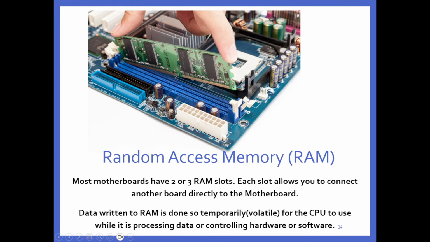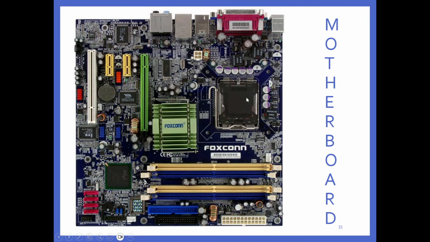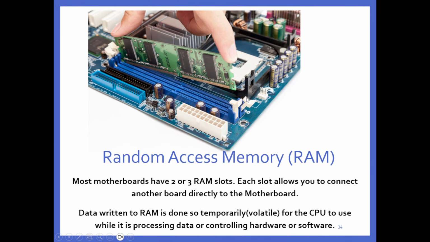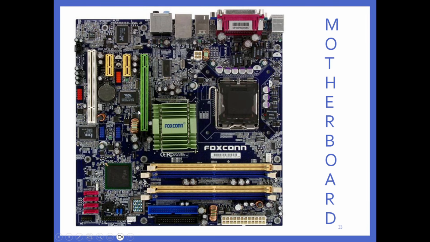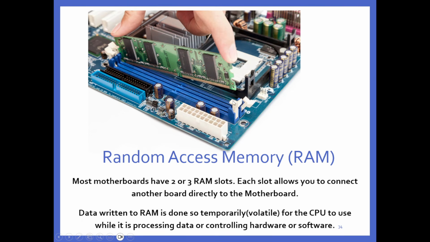Then, here's an example of something that gets plugged into that circuitry board, which is RAM or memory. That stands for random access memory. Most motherboards have 2 or 3 RAM slots, and if we look back at this one, we can see this one has 4 of those slots. This one just has 2. Each slot allows you to connect another board directly to the motherboard. So you can see when it's plugged in, that is connected directly to the motherboard.